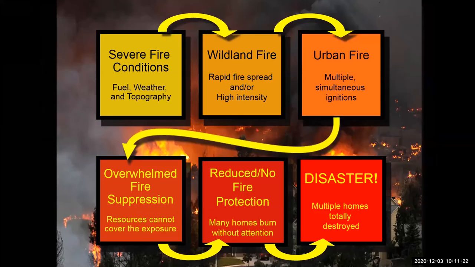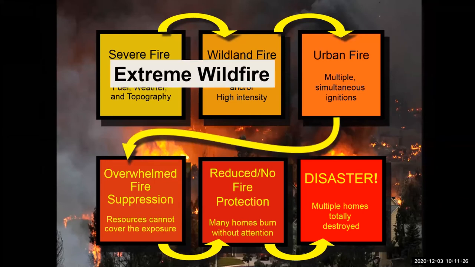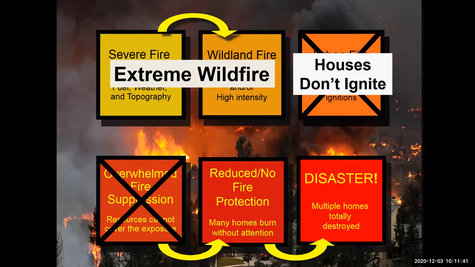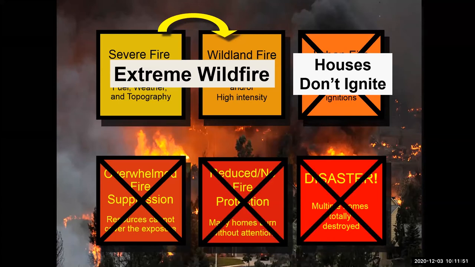So let's go back to our disaster sequence. We have extreme wildfires, but now we have ignition-resistant communities. The houses don't ignite. And what that does then is it eliminates overwhelmed structure protection. It eliminates simultaneous ignitions on homes that cannot be protected. And that eliminates the disaster.